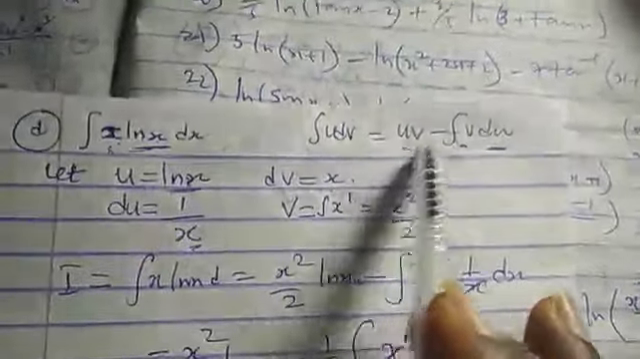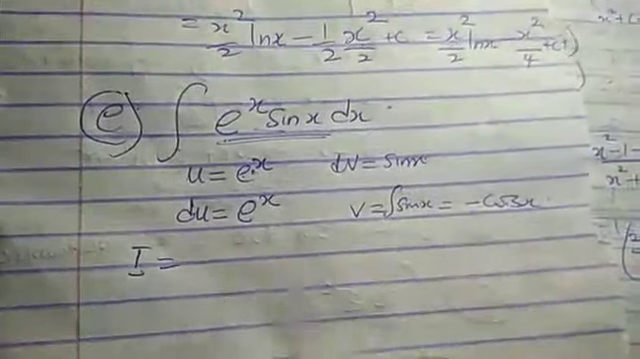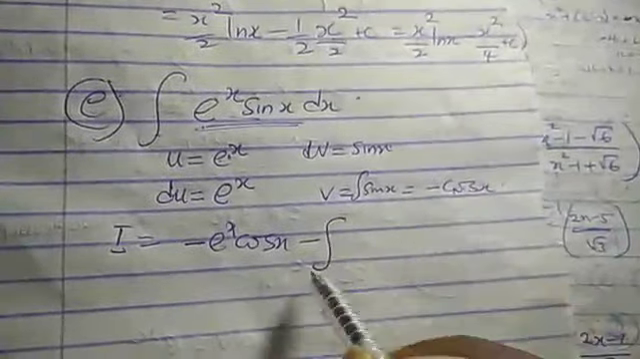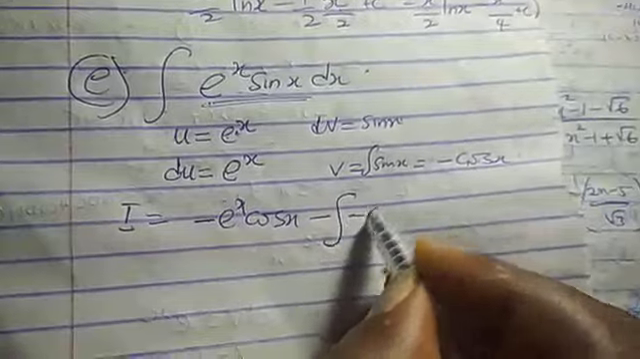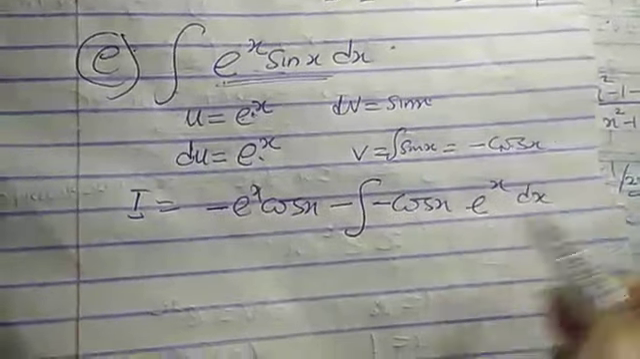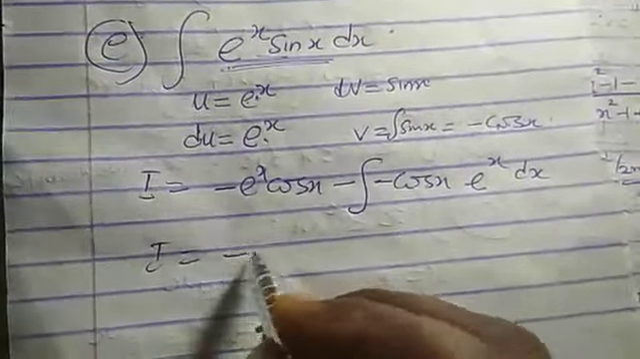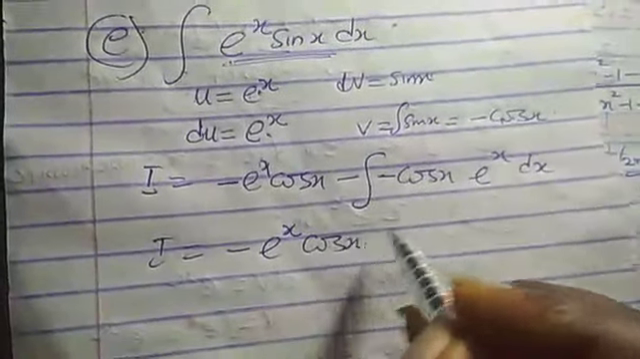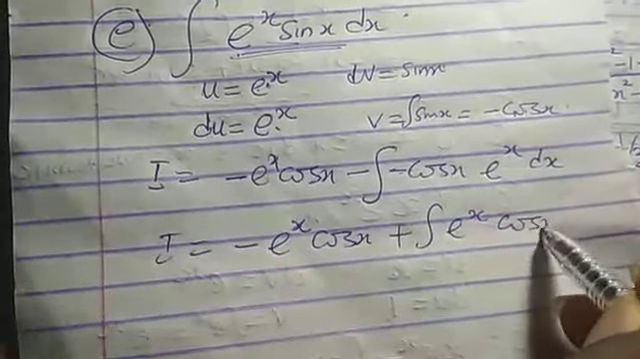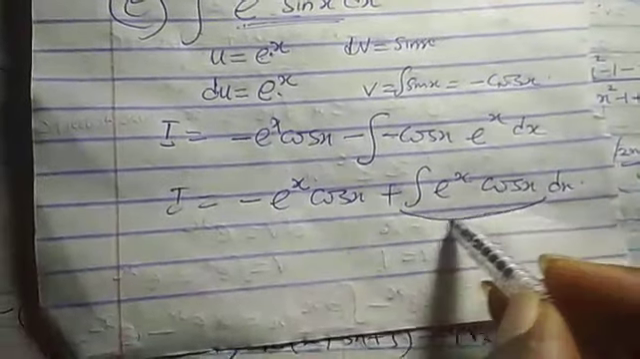Then this integral will now become uv, that is minus exponential x cos x, minus the integral of v du. This is our v, minus cos x, du is exponential x dx. So the integral becomes minus exponential x cos x, this will become plus the integral of exponential x cos x dx. You can see that we cannot integrate this thing.